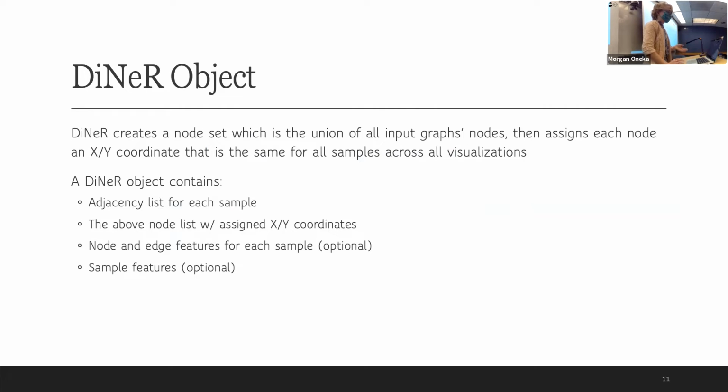So essentially how DINER works is that it creates a node set, which is basically the union of all the input graphs' nodes, and then assigns each node an XY coordinate that is the same for all the samples across all visualizations. So when we call any of the plotting functions that I've created, it looks at that XY coordinate list and makes sure that all of the nodes are in the same location, so that it's easier to look at these graphs and actually compare them.